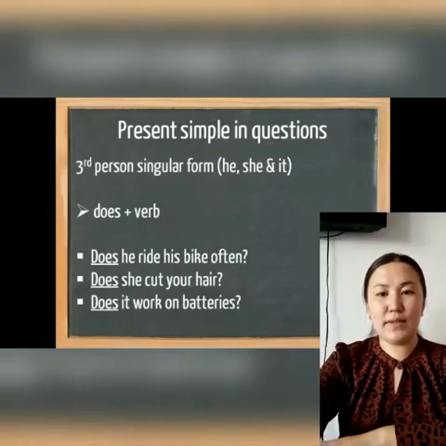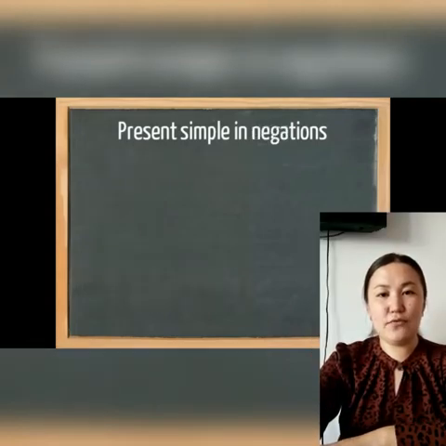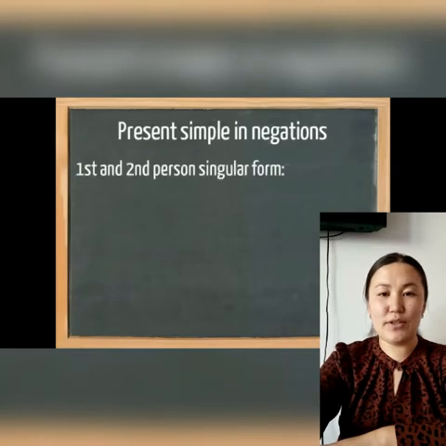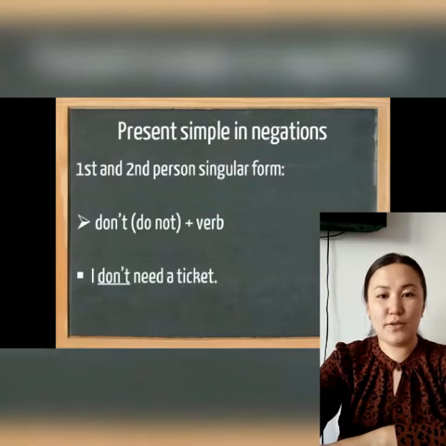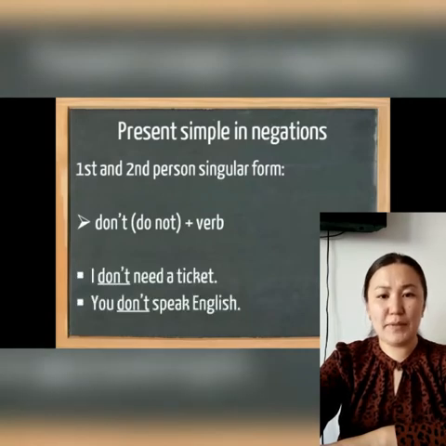Now let's take a look at the present tense in negation. For the first and the second person singular form, we again use the auxiliary verb to do, but we add not to it, so it becomes don't, and we use the infinitive form of the verb. For example, I don't need a ticket, you don't speak English.